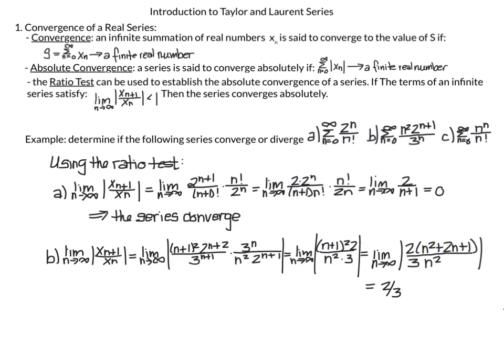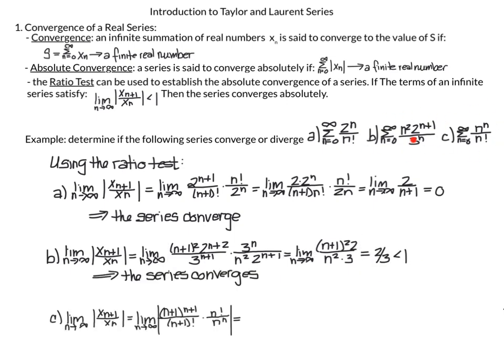If this was n squared over n, then the n squared would dominate and you'd go to infinity. If it was n over n squared, then the n squared on bottom would dominate and you'd go to 0. But since the highest degree is equal, you just take the ratio of their coefficients. So the ratio is 2/3, which is definitely less than 1. So this series converges absolutely.